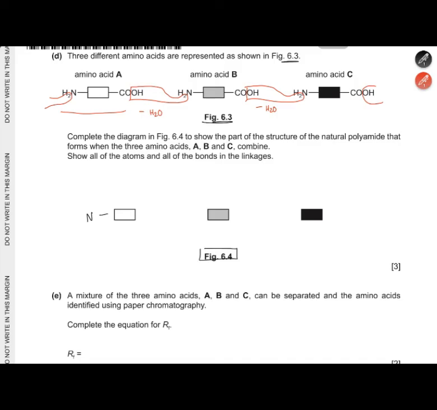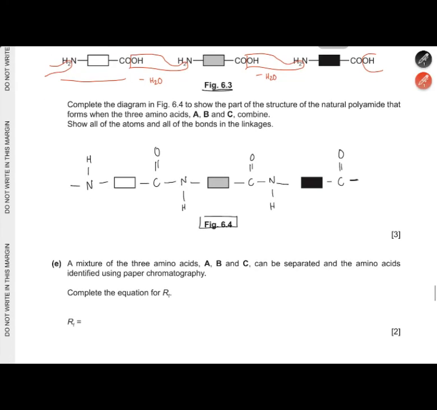N, H, this is the other side. This is C, double bond O, and from the other side it's connected to nitrogen, and then hydrogen connected here. C, double bond O, N here is connected here. And then on the last we have C double bond O, a free bond. Don't forget to draw this bond, because this shows that this is going to be connected to the next amino acid and so on. This is a chain, so it has a lot of monomers.